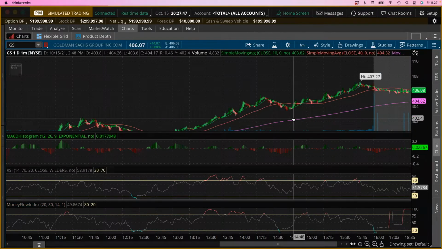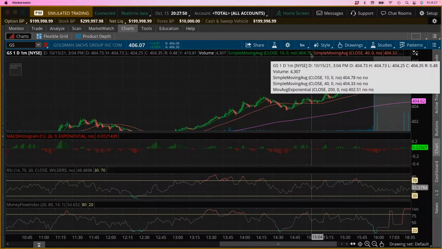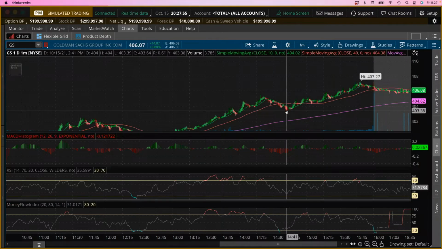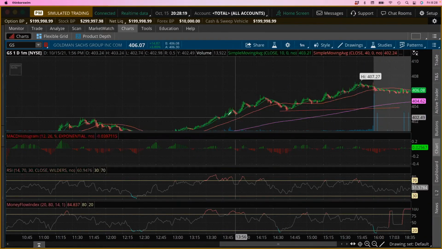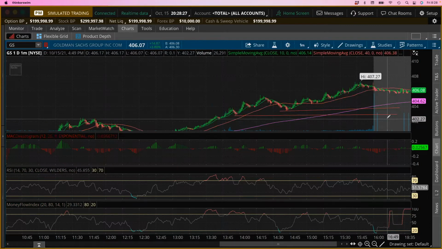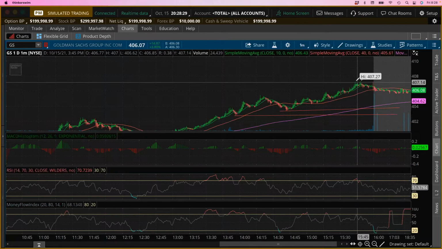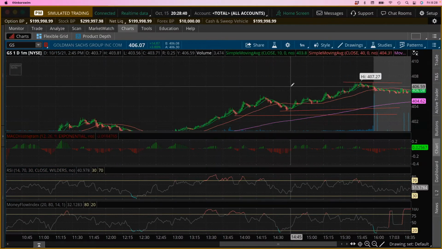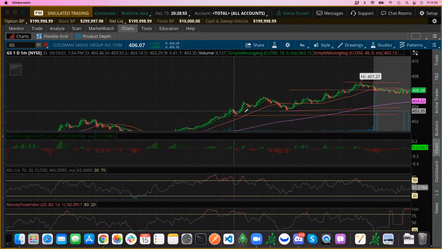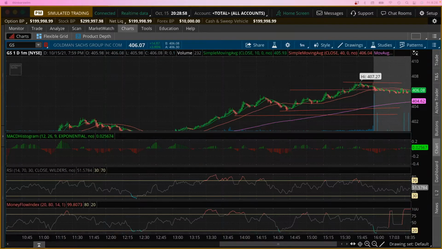My first support, because you always remember you have two supports and two resistances, will be right here. That would be my first support. My second will be right here. My two resistances: the top one will be right here, the second one will be right here. So now we've established two supports and two resistances.